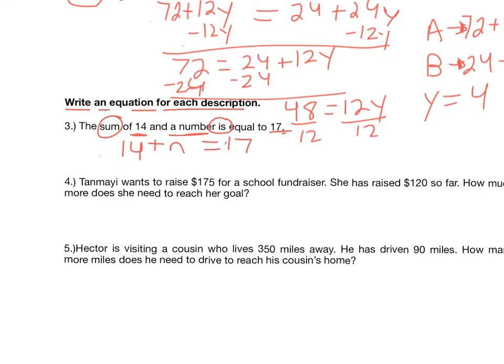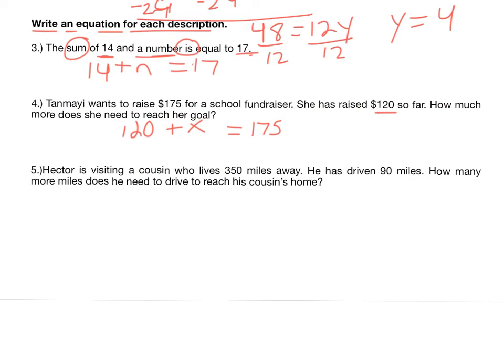Tenley wants to raise $175 for a school fundraiser. So in total, she wants to raise $175, right? So looking at the context of this problem, that means it's going to be equal to 175 because that's her goal. She wants to raise that much money in total. According to this, she has already raised $120, and we are trying to figure out how much more she needs to raise. So she wants to raise in total 175. So we know we're going to be adding 120 plus, well, the amount that she needs left, right? So we don't know how much she needs left, so we would just put an X or something like that. And that's it.